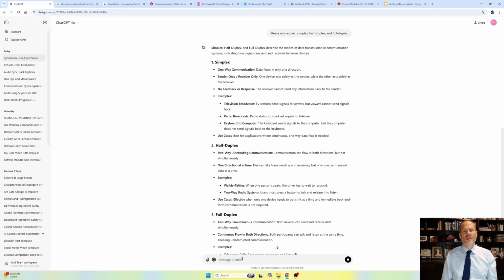Simplex communication is one-way communication. Like a radio station, that's one-way communication. They're broadcasting to everybody, and there isn't really a way using that medium for somebody to talk back to the people broadcasting, not unless you choose a different medium, like I'm going to call the station. Now you're using a different medium.